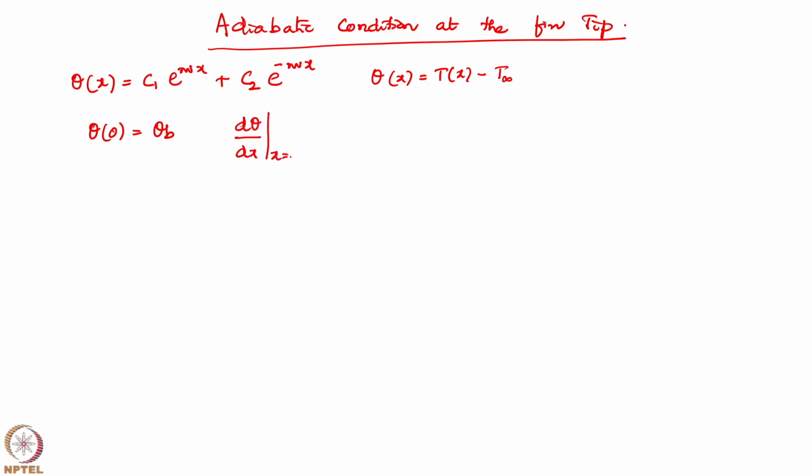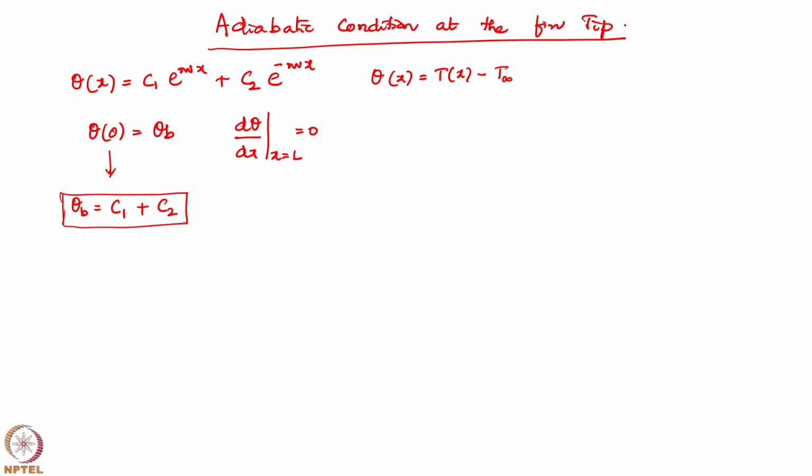That means d theta by dx at x equal to L is 0. This is at the fin tip. So, now you have two equations and two unknowns. So, we should solve them. If you invoke this, you get theta b equal to C1 e to the power of 0, which is 1, plus C2 e to the power of minus 0, which is 1. So, this is one equation you get.